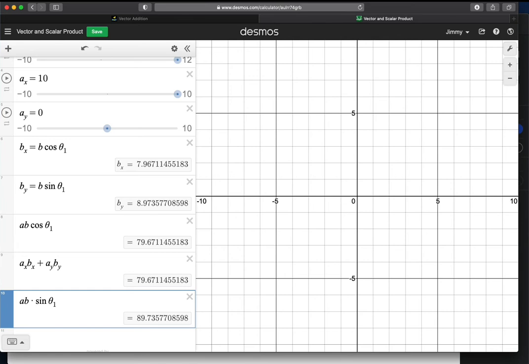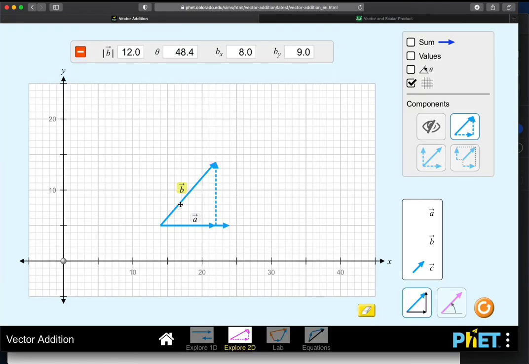So you can see that the cross product is around 90. The dot product is around 80. So it does exactly as we expected it to do. And these guys are the same quantity, so that makes good sense. But the dot product is actually, in this case, smaller than the cross product. And that mainly has to do with the angle between them.